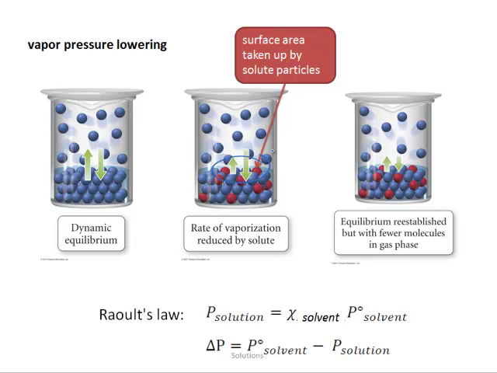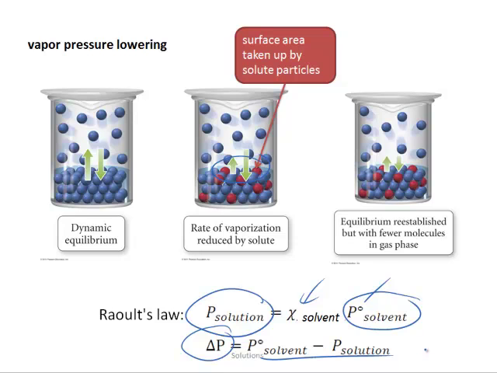Okay, there's a very simple equation known as Raoult's law that you can utilize to determine the change in vapor pressure. If you know the vapor pressure of the solvent under standard state conditions, and you multiply it by the mole fraction of the solvent, you can get your new vapor pressure of the solution. You can calculate very easily the change in pressure by just subtracting the two.